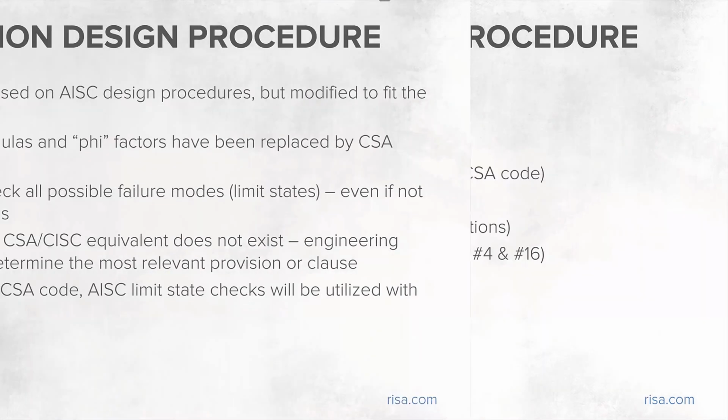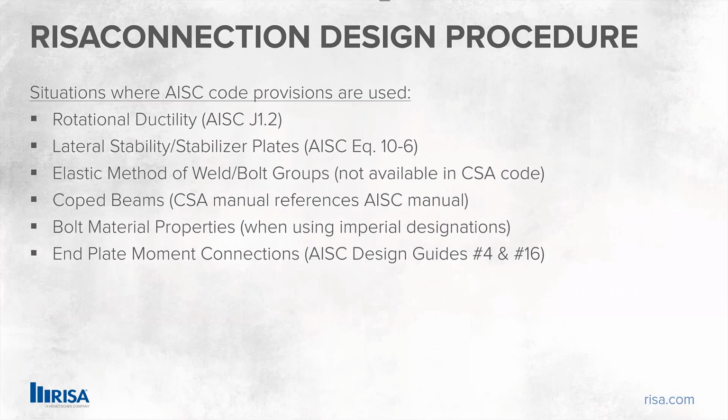Now the question is, where are some of the examples where this comes into play? The first is in the calculation of rotational ductility. That's not a calculation that's really included in the Canadian code, so we're going to use the provisions from AISC J1.2. When the software is doing lateral stability checks, or designing whether we need stabilizer plates, we're going to use the manual from AISC, equation 10-6.